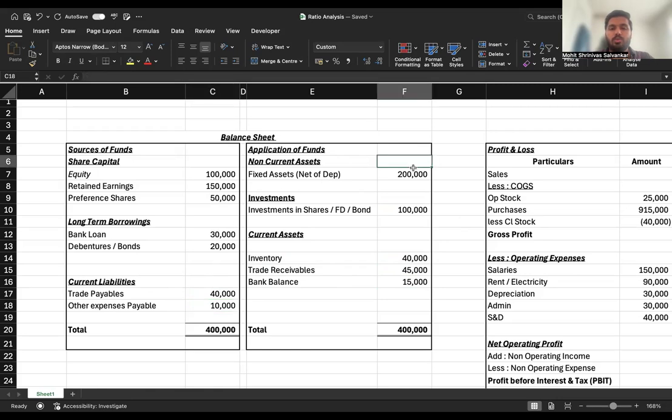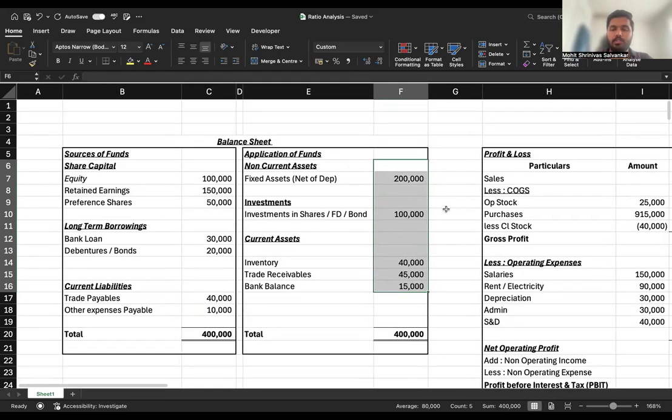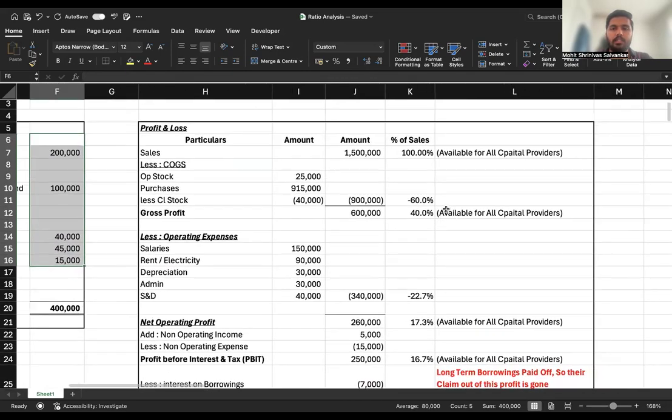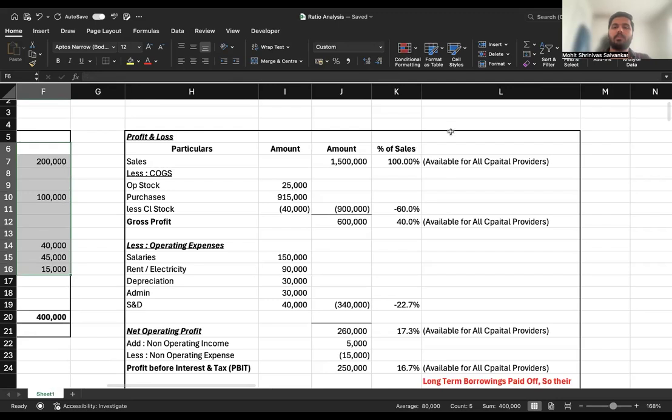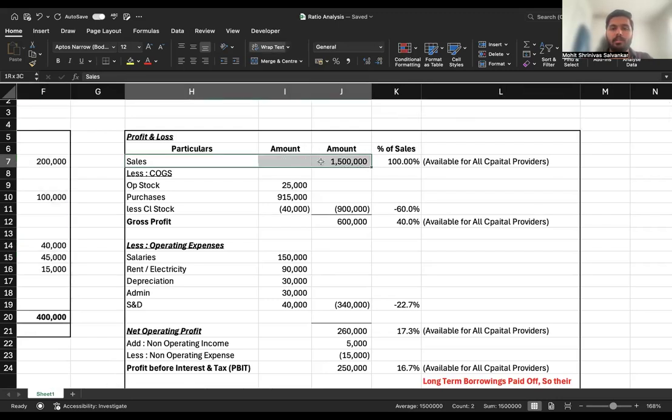Okay, so using these assets, we conducted our business operations, and this is the profit and loss statement which we got. Okay, we made sales here. To make the sales, we had to consume goods. Then the cost of the goods which were sold is reduced and we get gross profit.